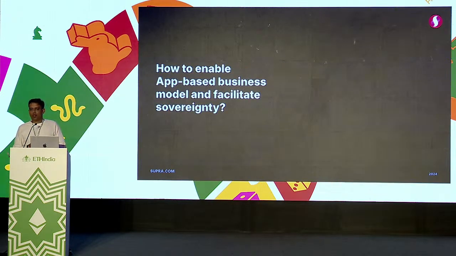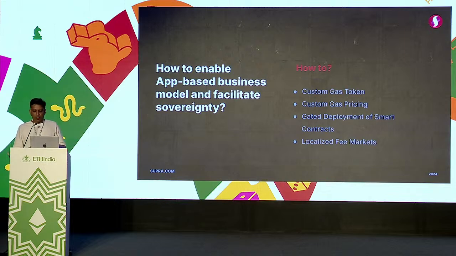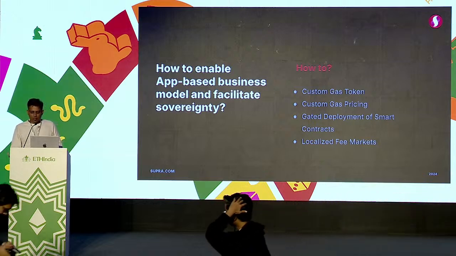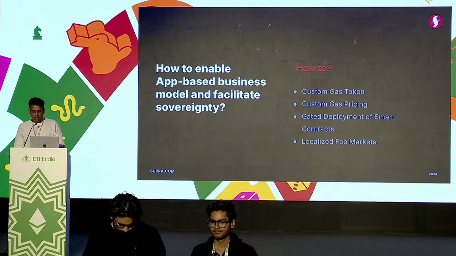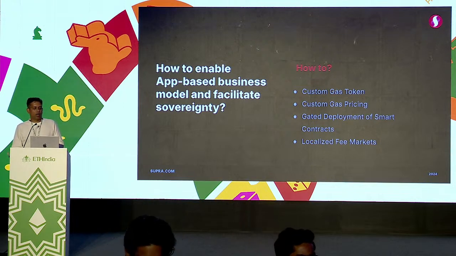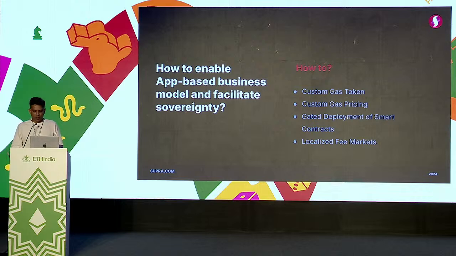But that's not enough, right? We started out to give an app chain experience. That means we need to facilitate an app-based business model and give sovereignty to the community. How do we do that? As we saw previously, we need to fundamentally break that down into these primitives. How do we realize a custom gas token? How do we make the container admins set their own gas price? How do we enable approved or gated deployment of smart contracts? And more importantly, how do we enable localized fee markets?